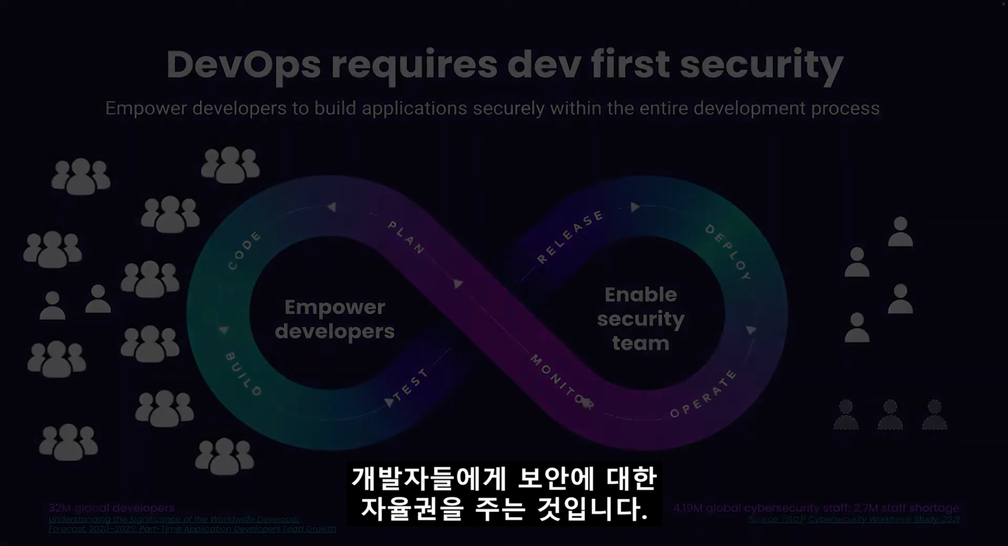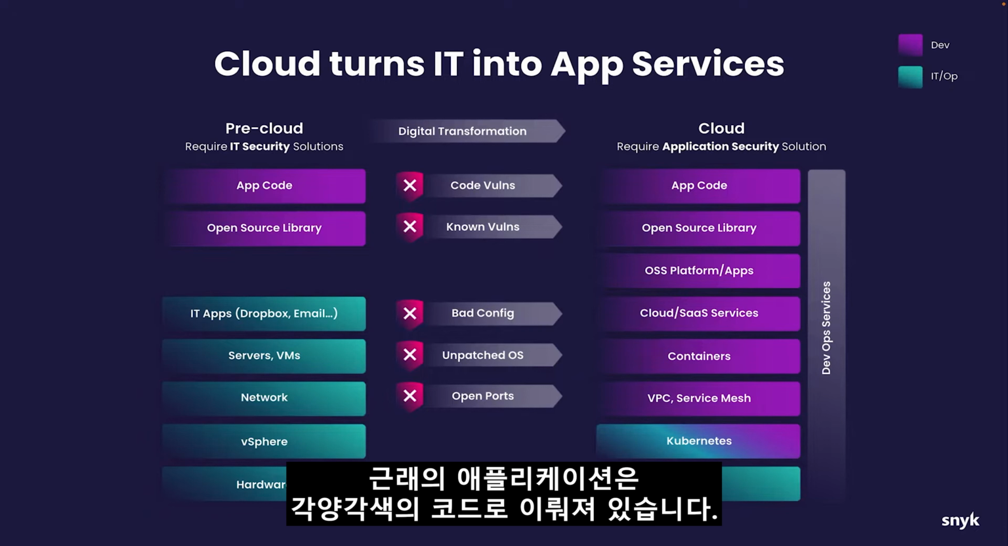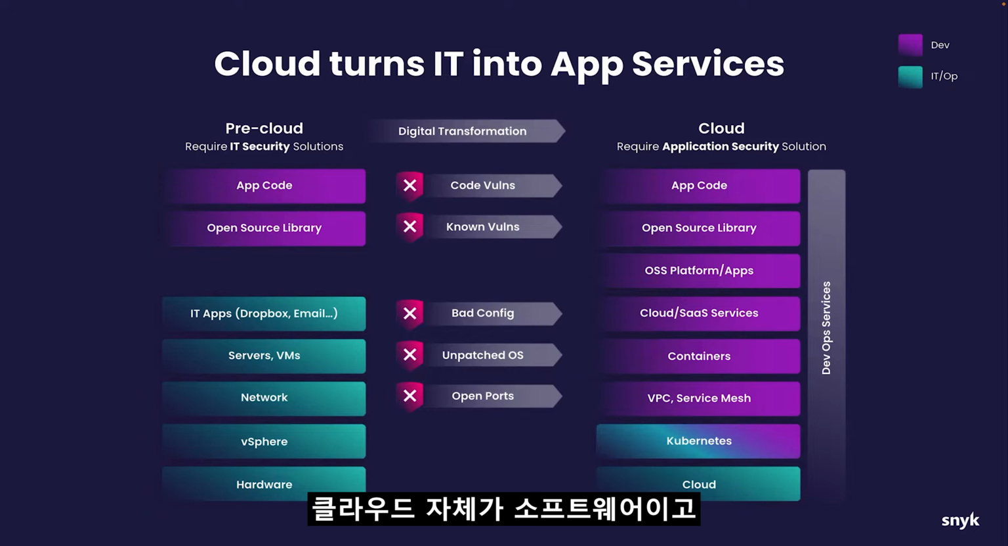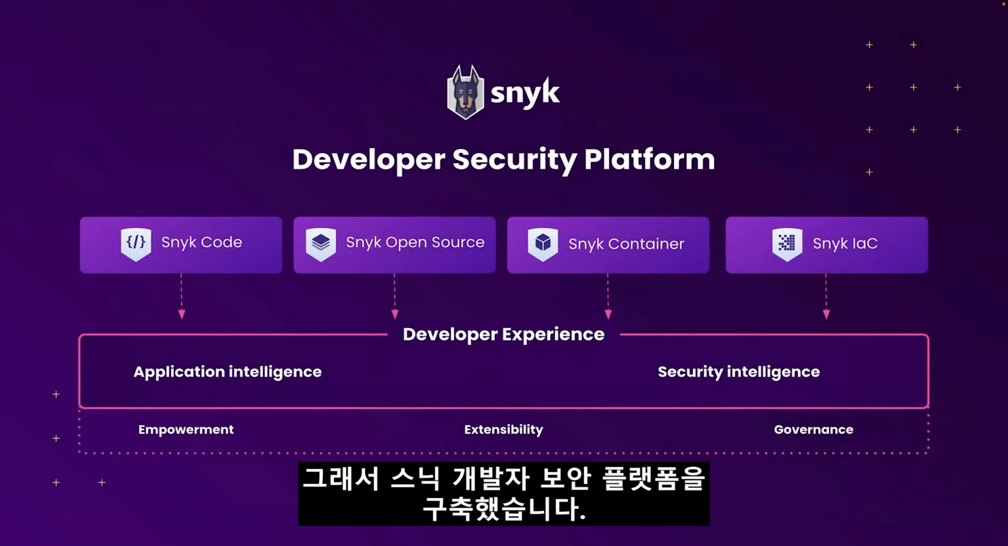developers to handle security. Now, when we look at the modern application, it's not just the code that the developers write anymore, and it's not even the dependencies that they might bring in from the open source world. The modern application is made up of all different types of code. The cloud itself is just software, and it's all controlled by infrastructure as code. And so throughout the application stack, things that used to be controlled by a central IT team are now controlled by code and by software. And that's where we built the Snyk Developer Security Platform.